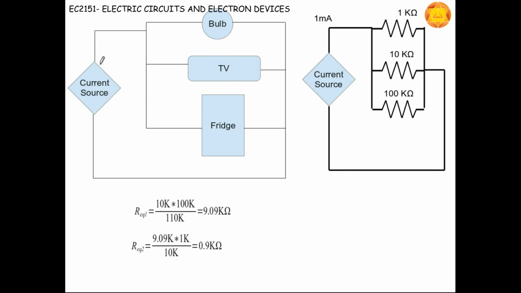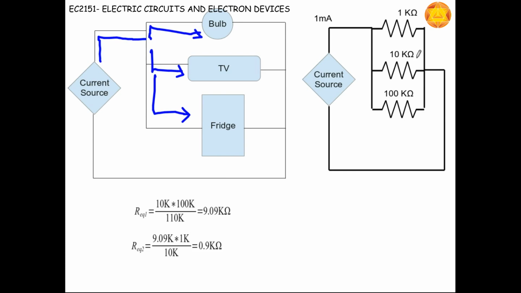So when the current comes out from the source, it goes here and from here it splits. A part of the current goes to the bulb, a part goes to the TV, a part goes to the fridge, right? So as I told before, on the formula, R equivalent equals R1 R2 divided by R1 plus R2.